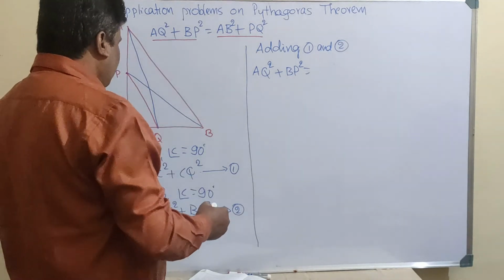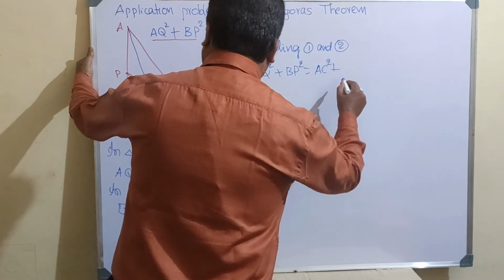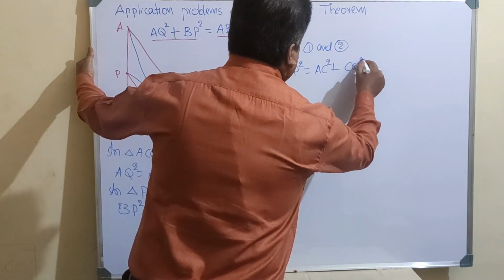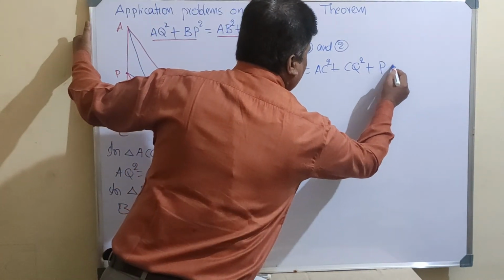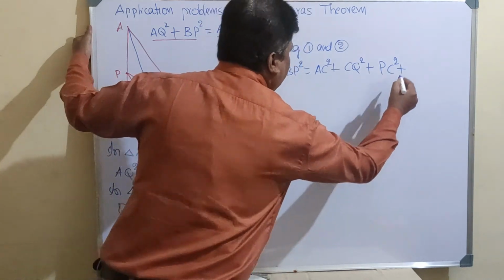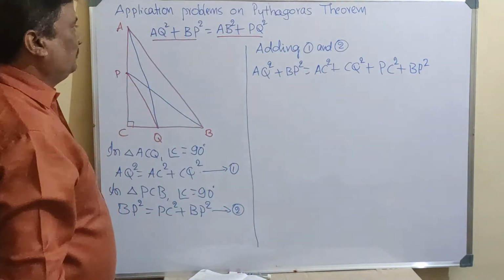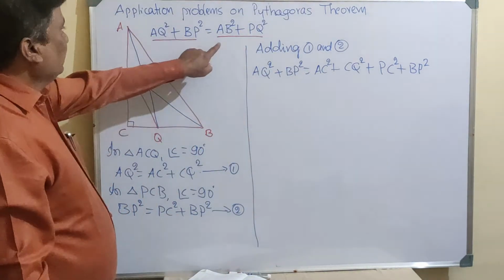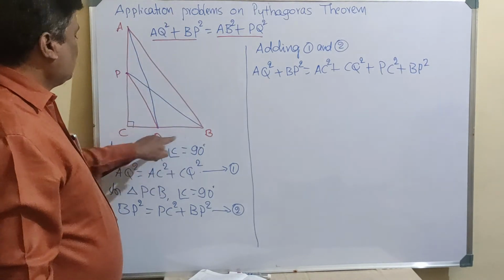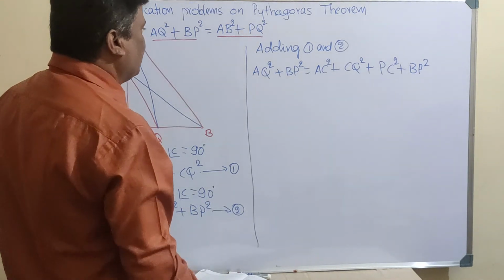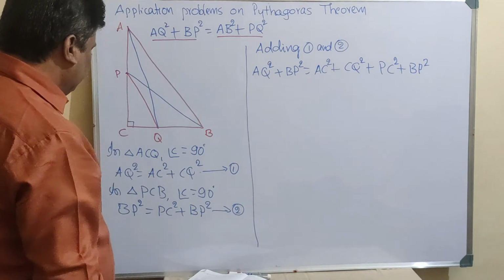Similarly, the right side terms we want to add, that is AC square plus CQ square plus PC square plus BC square. So that's what we got now. But AB square is there. For AB square what we can write? AC square plus BC square.